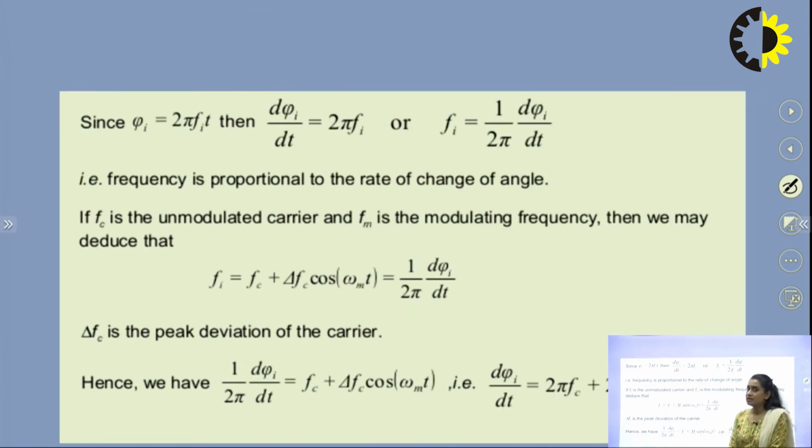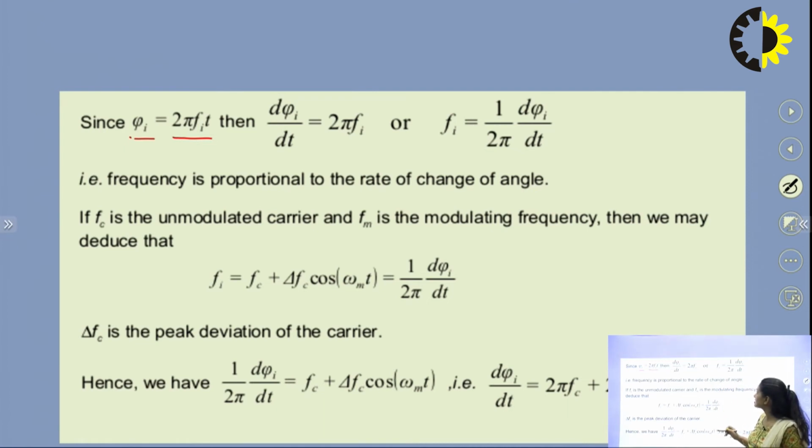Now, since the complete angle changes, may I represent my angle as 2 pi f t? If there is little variation in this with respect to time, the change I'll represent by d by dt, right? Change in the angle with respect to time. If I want to see the small change in angle, how do I represent it? d by dt of my complete angle. When I do it, this removes the term t.